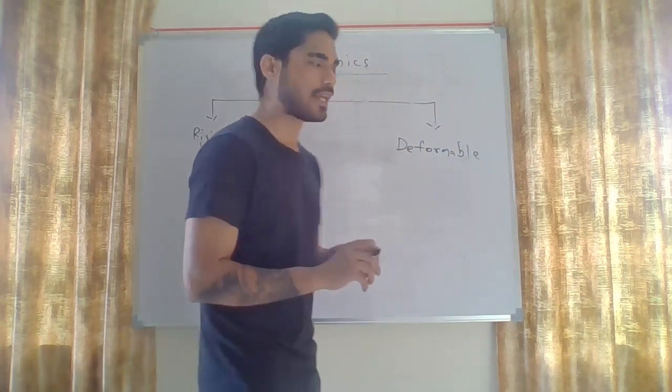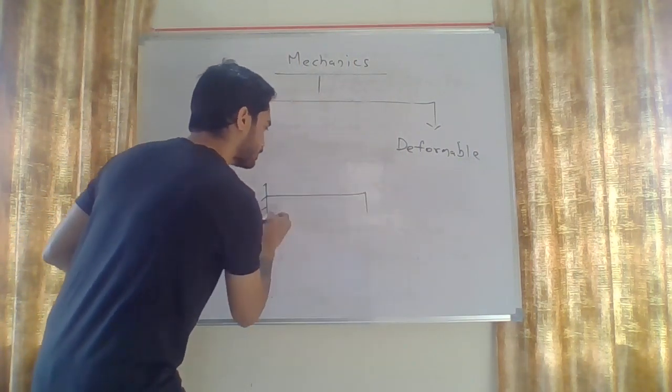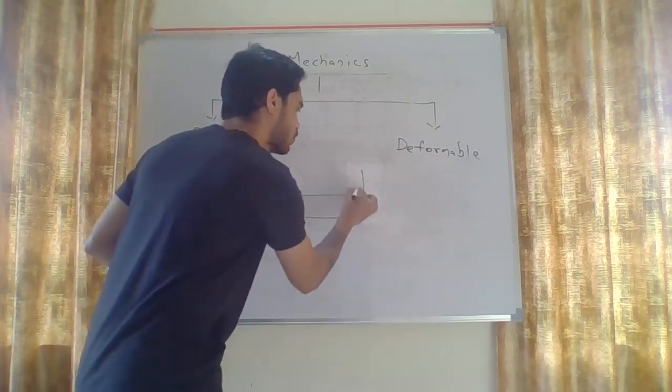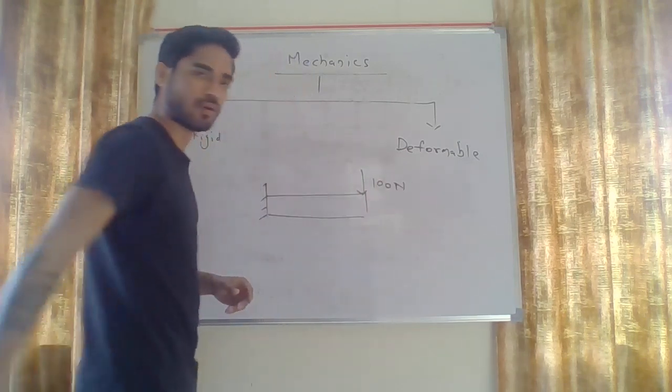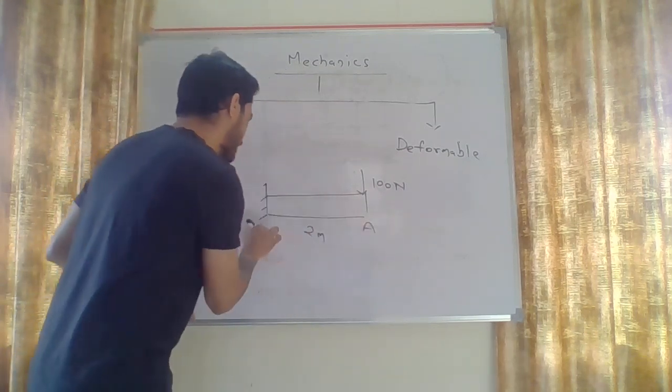Let me take an example. Let's say you have a cantilever beam which is subjected to a 100 Newton force. The length of this beam is 2 meters. This is point A, this is point B.